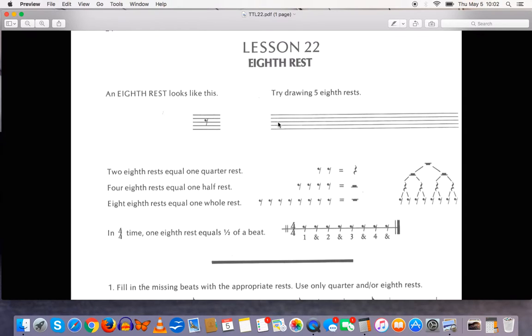So you're going to want to practice drawing these eighth note rests. It's important to have good penmanship because it's becoming harder and harder to find these days with the advent of computer notation technology. Go ahead and practice that in the staff up here.